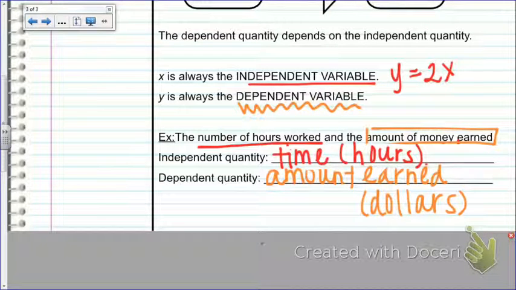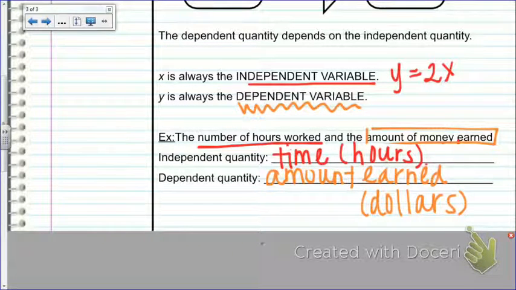And this is why I want you to make sure that you are being very precise. When I ask for the independent quantity, the quantity here is time. The measure is in hours. Because time can be measured in multiple ways, right? You're not going to get paid per minute or per second. You're getting paid per hour. The money is the quantity, and how it's being measured is in dollars, okay?